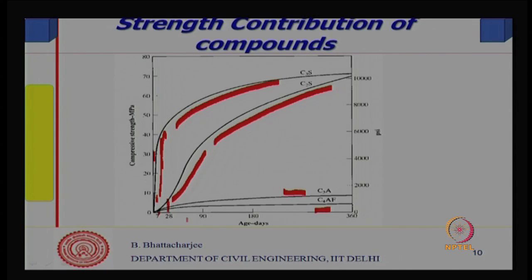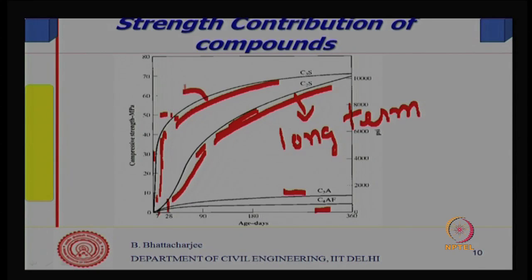C2S contributes, and it does contribute significantly to long term strength. But if you see C3S after about 28 days, there is hardly any strength gain; the rate of strength gain has reduced significantly for C3S. On the other hand, C2S picks up here, the rate is increasing, and so long term strength comes from C2S. C3S gives early strength. C2S has less contribution early on.